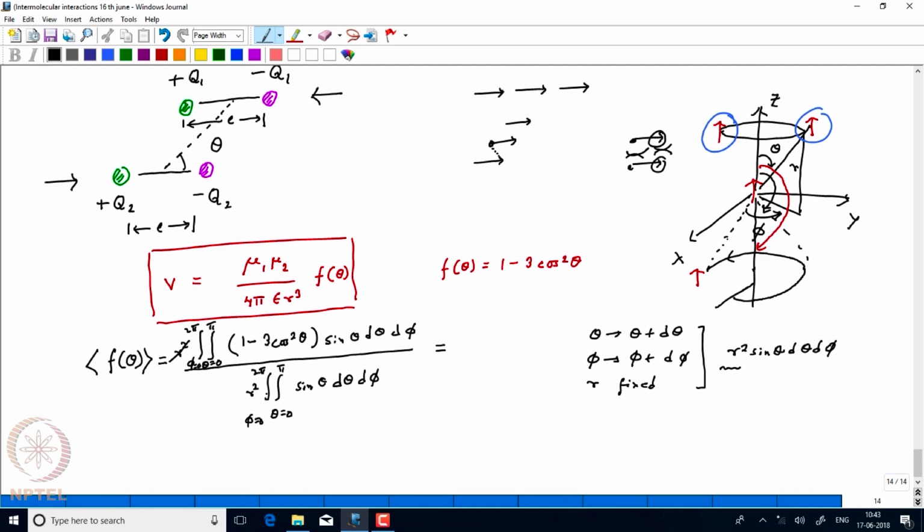And then in the denominator, the total integral will be 4 pi, because that is the solid angle. So 4 pi r square is basically the surface of a sphere. That's why this integration will always give 4 pi. Out of this 4 pi, 2 pi will get cancelled by the phi integration in the top. So we will be left with only a factor of half, and then we have to integrate only this part, which is 0 to pi of 1 minus 3 cos square theta sin theta d theta. So this is our integration.